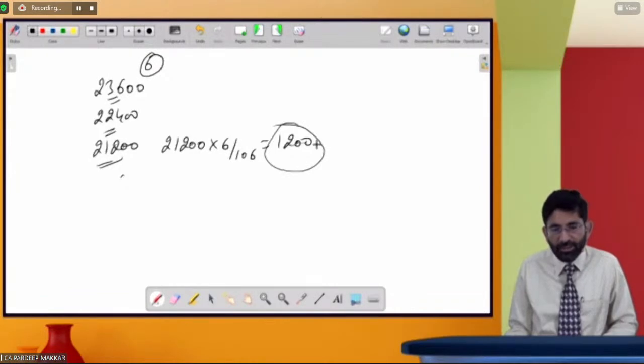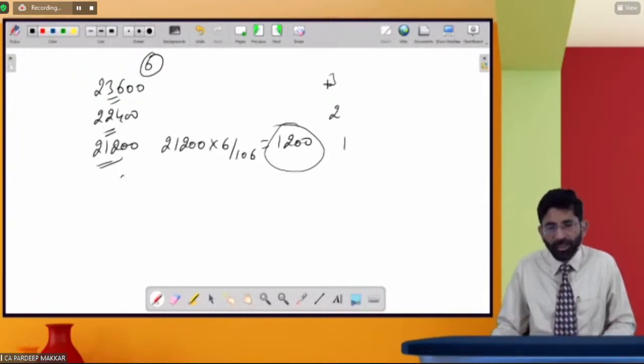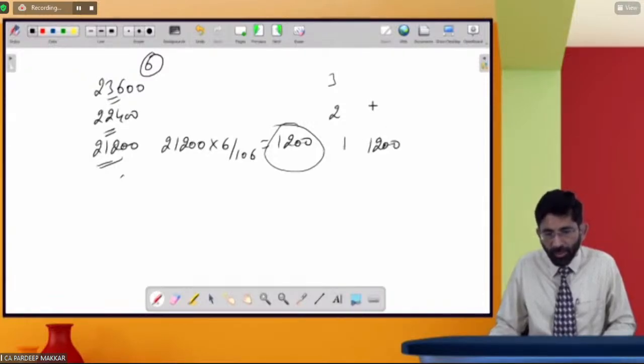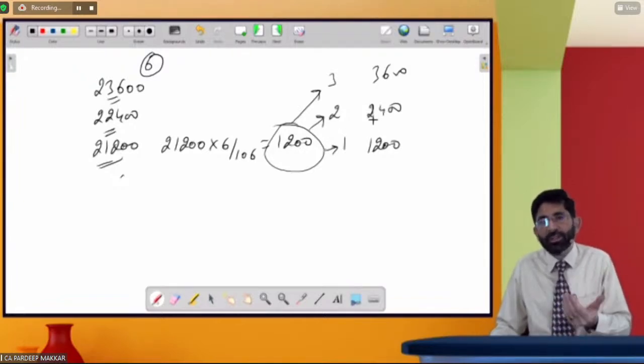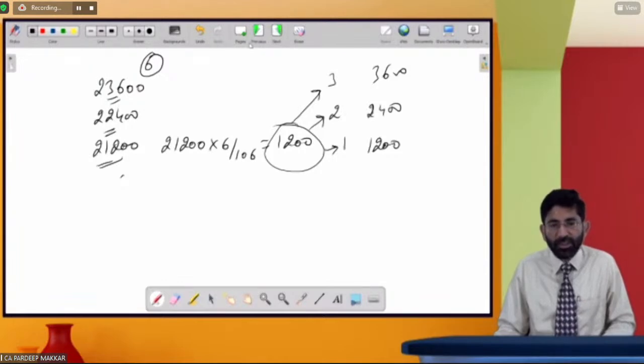Whatever is the interest in this installment, it will be assumed as 1. Interest of previous installment will be assumed at 2, and then further previous installment it will be assumed as 3. It will become 1200. It will become 2400. 1200 into 2. 1200 into 3. It will become 3600. So in this way, we can easily get how much interest is paid in each installment.